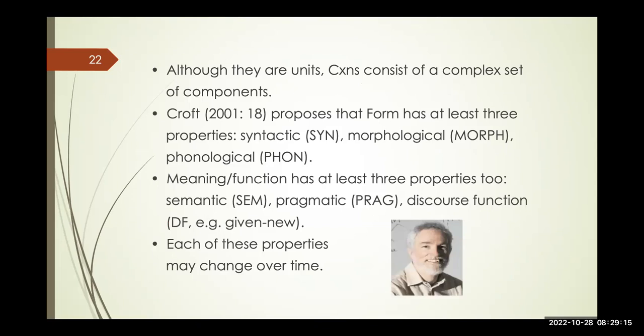And another respect in which the signs in construction grammar are different from Saussure's signs is that although they are units, constructions consist of a complex set of components. Croft, whose picture is there, usefully pointed out that form has at least three properties: syntactic, morphological, and phonological. And meaning or function has at least three properties as well: semantic, pragmatic, and discourse function, for example, given-new. And each one of these properties may change over time. So a construction is a form-function unit that has a lot of complex internal structure.